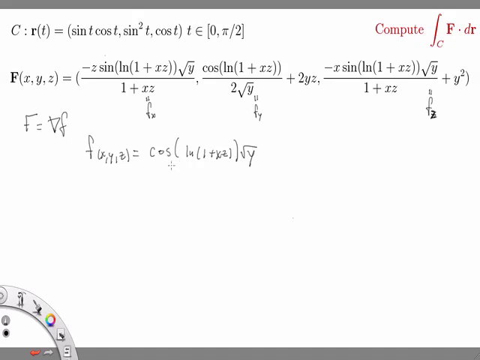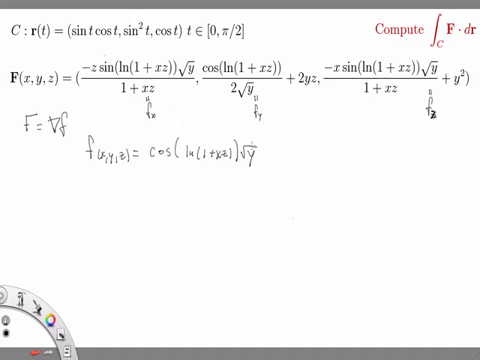Now, what's the derivative of this with respect to x? Well, I get negative sine of natural log of 1 plus xz times root y, and then times the derivative of natural log of 1 plus xz. So that accounts for the rest of these terms. I get a 1 over 1 plus xz times the derivative of this with respect to x, which is equal to z. And so in fact, I see that if I had f of x, y, z equal to this function, then the partial derivative with respect to x would be this first term right here.